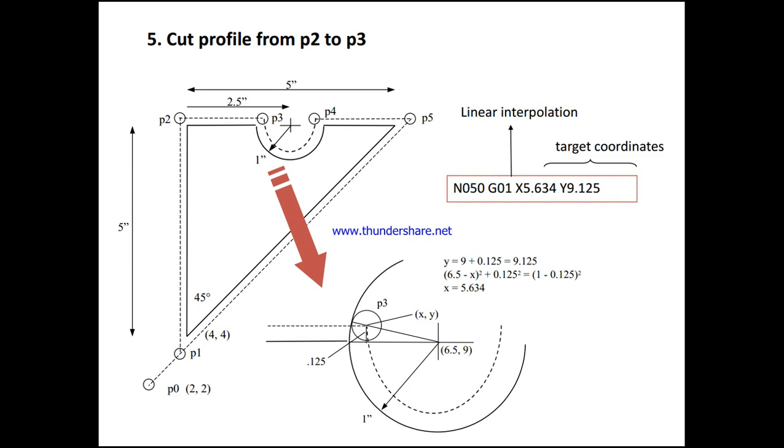So y is equal to 9 plus 0.125, that is 9.125. Here we have 1 inch, so with respect to this, y is equal to 9 plus 1.125, that is 9.125. We are going to have x equal to 5 plus, because we have 6.5 minus x, that is x plus 0.125. So x is equal to 5.634, and y is equal to 9.125.